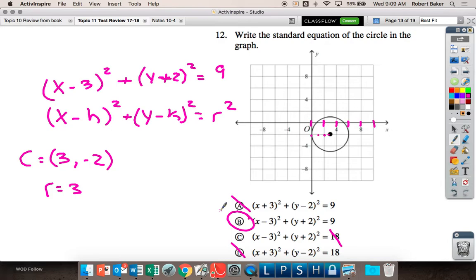So B is the correct answer. Or you can look at the problem and it says the center is at negative 3, positive 2. Remember, insiders lie, so it says negative 3, positive 2, but it's really positive 3, negative 2. And then you take the square root of that and you get 3.